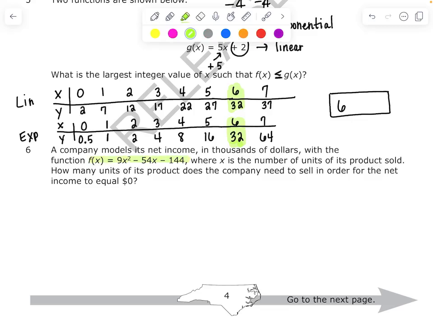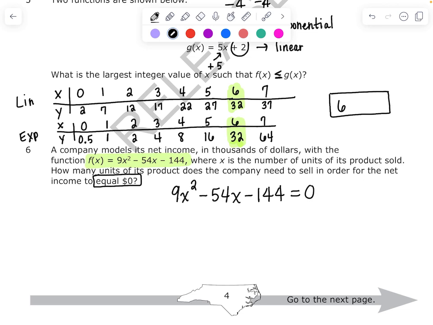A couple things I noticed right away as my eyes are drawn to that equation. I notice in this equation, the highest degree is 2. So we are working with a quadratic equation. We are wanting to set the quadratic equation equal to 0. So that means we are looking for our zeros of this quadratic. So I'm going to say 9x squared minus 54x minus 144 equals 0.